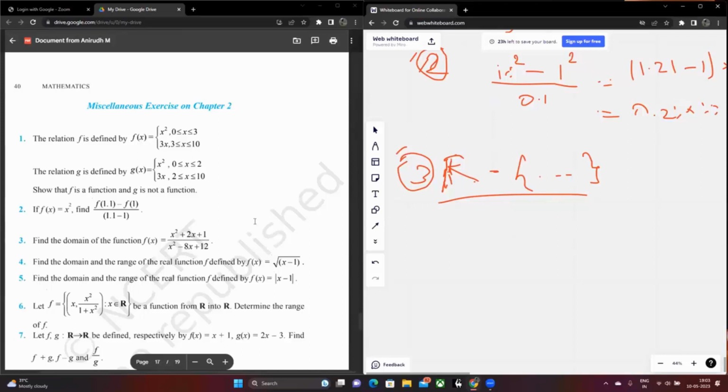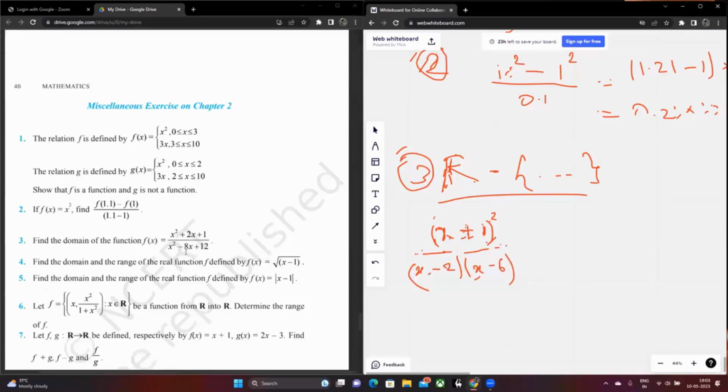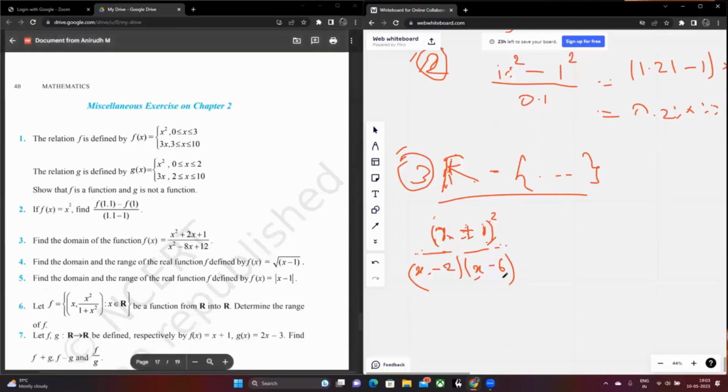So question number 3 gives you x squared plus 2x plus 1. That's basically x plus 1 the whole squared. This x plus 1 the whole squared divided by this x squared minus 8x plus 12, that is basically x minus 2 into x minus 6, right? You can do the factorization any way if you want. I've just seen these types of questions so many times that it is second nature for me to do the factorization. So this is basically your function f.